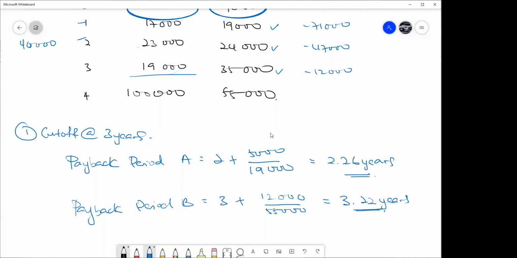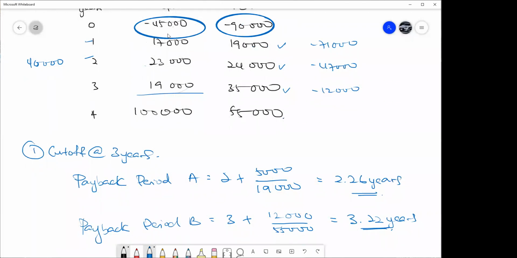Why don't we take the value of the 4th year for project A? Because you already want to count when is your payback period. When do you get back your 45,000? That's all. Okay, so when you talk about payback period, you only want to see when do you get back your initial investment. So you stop at 3rd year. Okay, you stop there.